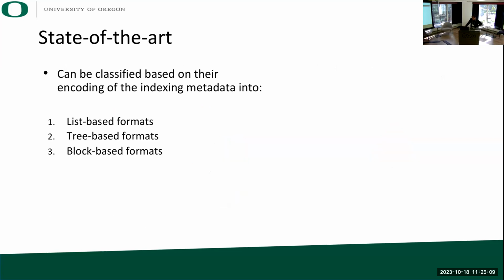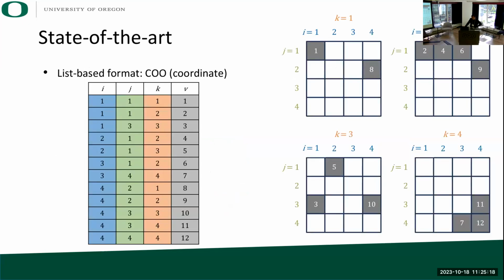So what is the state of the art? The state-of-the-art sparse tensor formats can be classified as one of three: list-based, tree-based, or block-based formats. A primary example of a list-based format is, of course, the well-known COO, the coordinate format, where you simply list the non-zero elements with the non-zero value attached to a tuple of the index values. For a 3D tensor like this, we have the IJK or mode 1, 2, and 3 indices and the non-zero value.